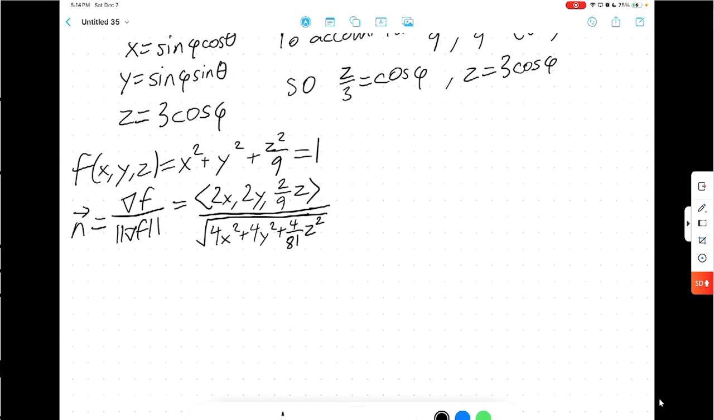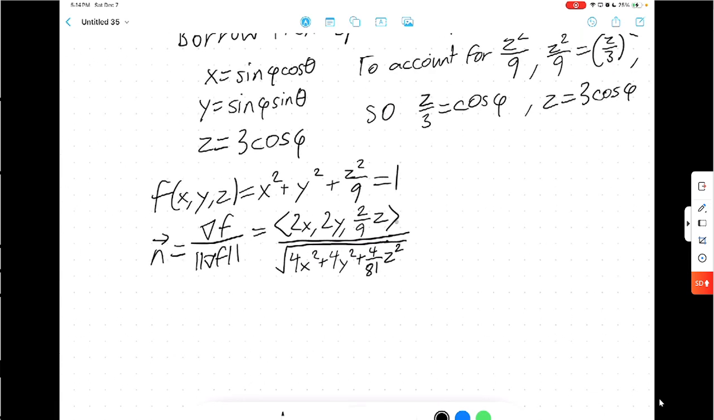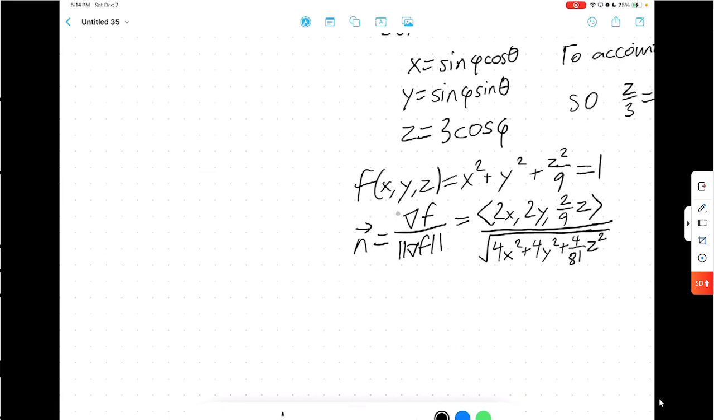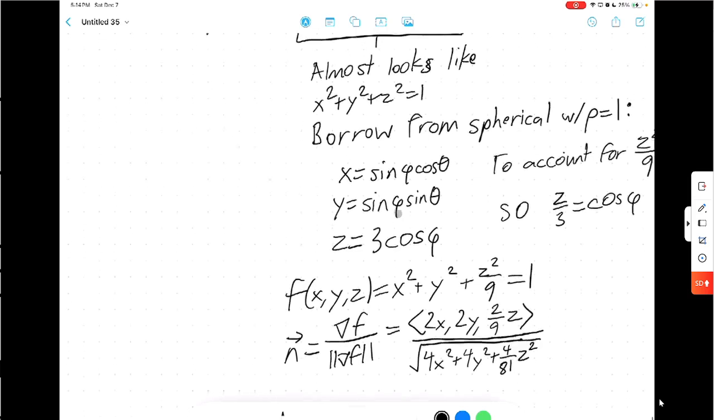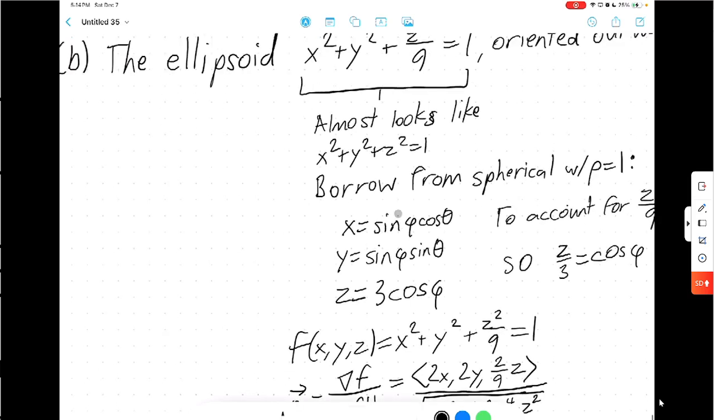And this is the outward one because when x, y, and z are positive, this is also positive. When x, y, and z are negative, they're going to go negative in their respective directions. Yep, this is outward. And that bottom part is always positive. That's it for number 12.